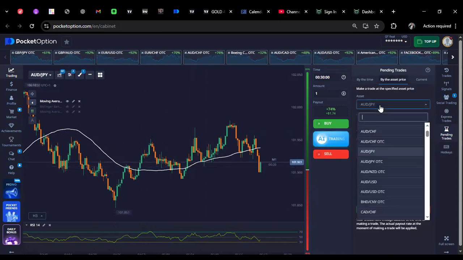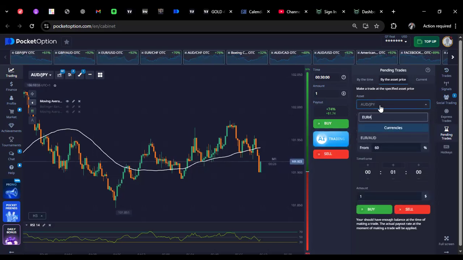You choose a particular pair, let's say Euro AUD. You select it. Always keep your payout from 50%, depending on what the expiration time is, if it's 20 minutes, 5 minutes, 15, or 10. This way you adjust it, and put whatever amount you want.